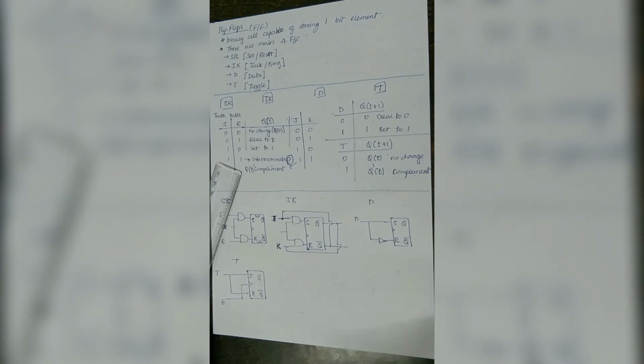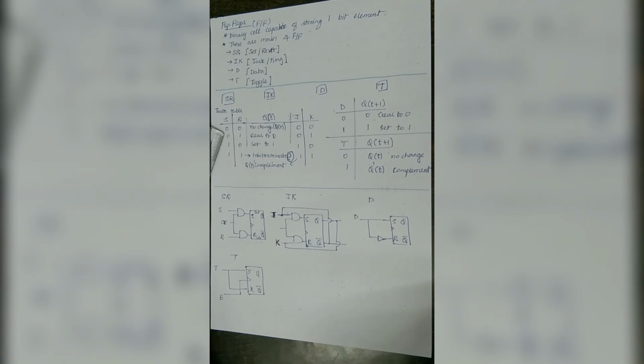Now we will be understanding the truth table of SR flip-flop. When the input is 0, 0, there is no change. When the input is 0, 1, it clears to 0. When the input is 1, 0, it sets to 1. When the input is 1, 1, it is indeterminate.